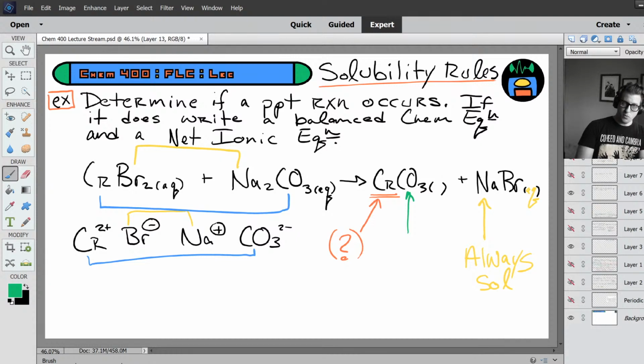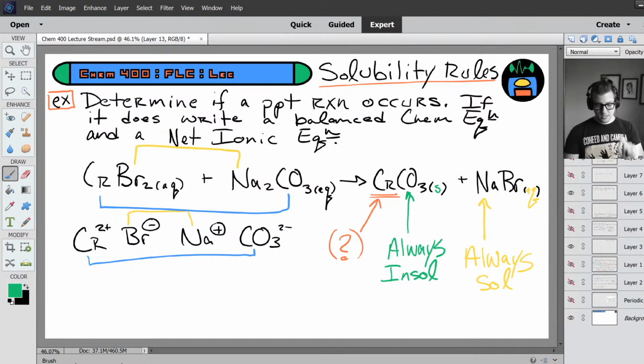If I've never talked about one of the two ions in an ionic compound, then dead to rights, I did tell you something about the other one. And carbonate is always insoluble. As we discussed, the only thing that can make an insoluble ion soluble is if you pair it with one of the always solubles. So this is always insoluble, which means that we have our first precipitation reaction. Chromium carbonate is a solid.